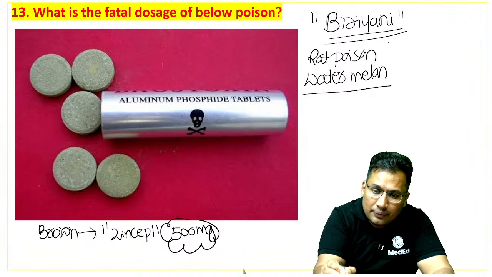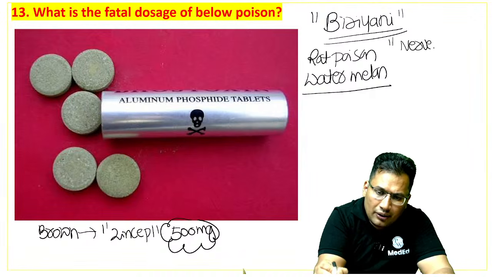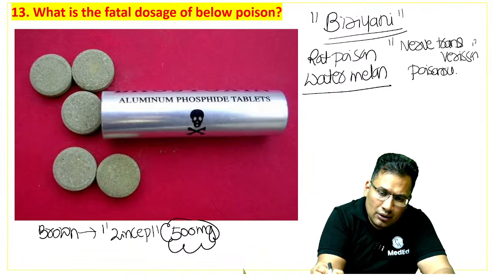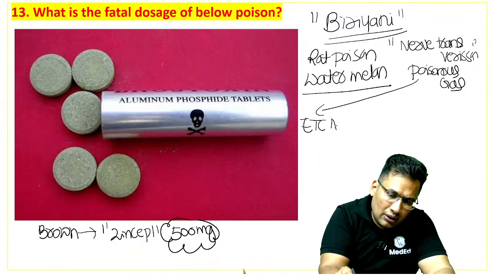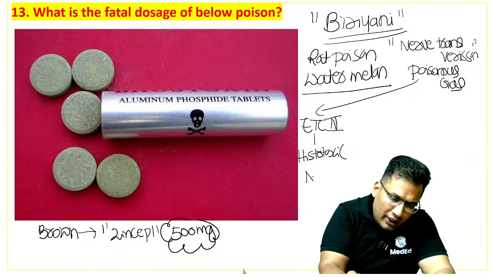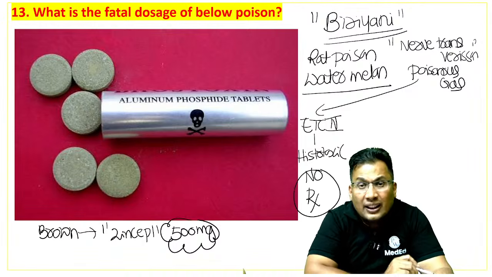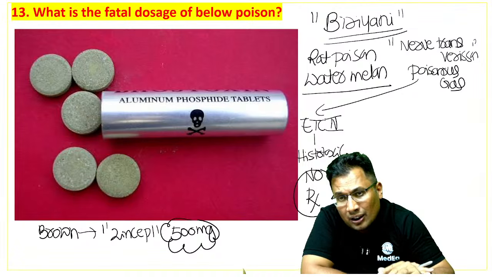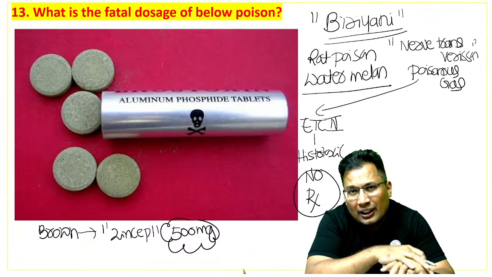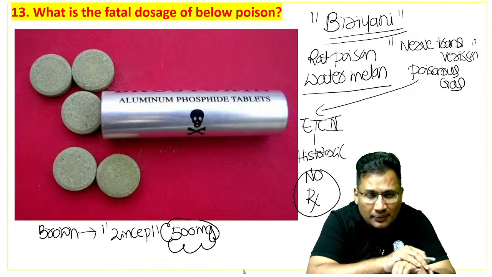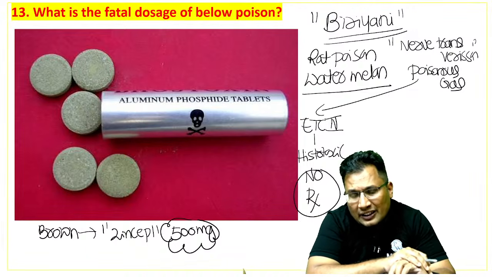Remember, it inhibits neurotransmission. Produces poisonous gas in the body. This poisonous gas inhibits electron transport chain, complex 4, leads to histotoxic hypoxia and death. No treatment, no antidote. The interesting fact is no antidote, no treatment. The only treatment is early diagnosis and gastric lavage. Can lead to hepatic disease, can lead to multiple signs and symptoms. Okay. So this is aluminium phosphide poisoning.